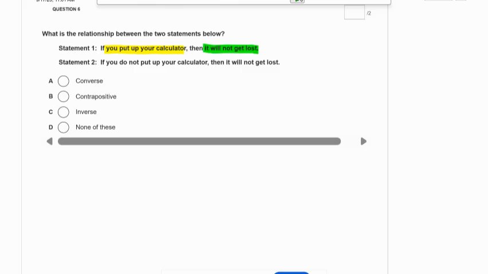Statement 2, let's compare. It starts off, if you do not put up your calculator, that matches with the original part, but it was negated. Then it will not get lost. That matches with the end, but it stayed the same. You can't negate just one part and not the other. So this one would be none of these.